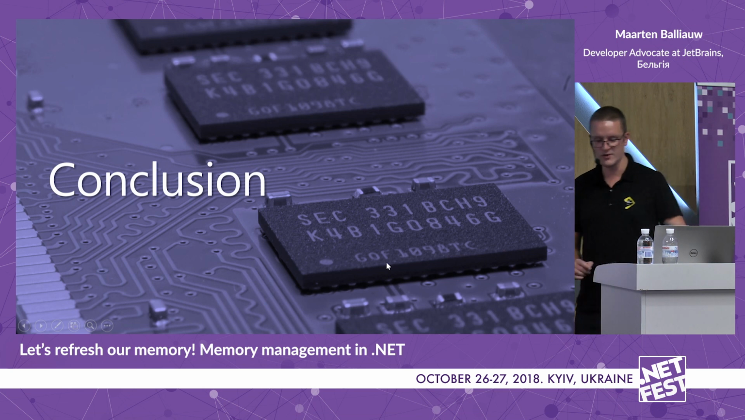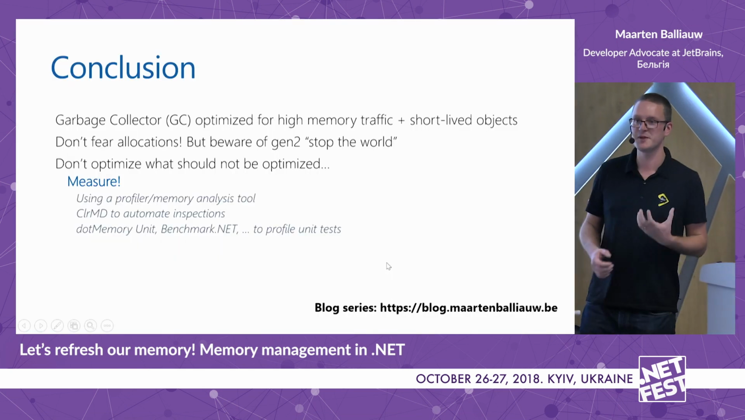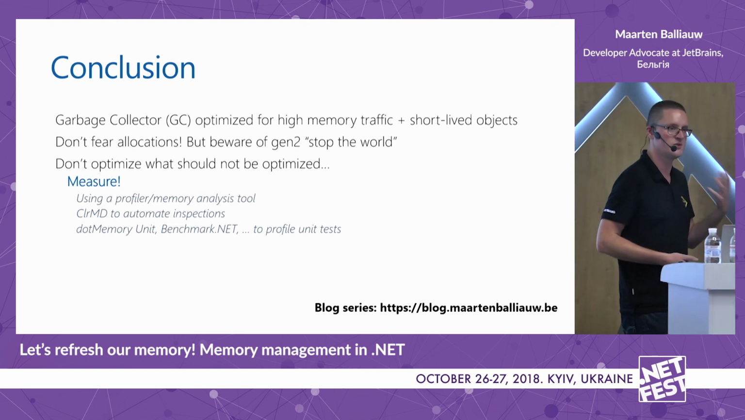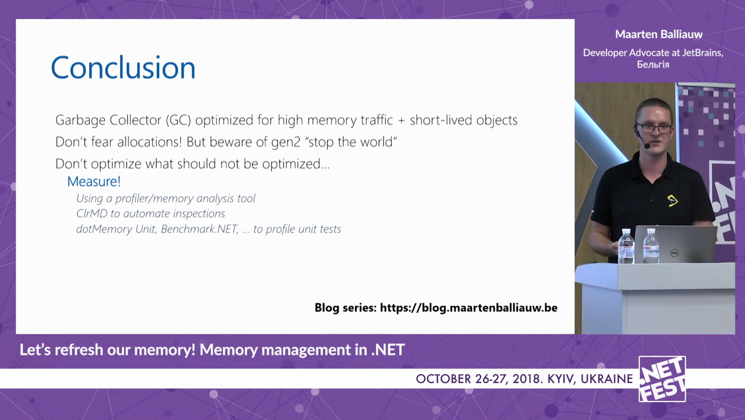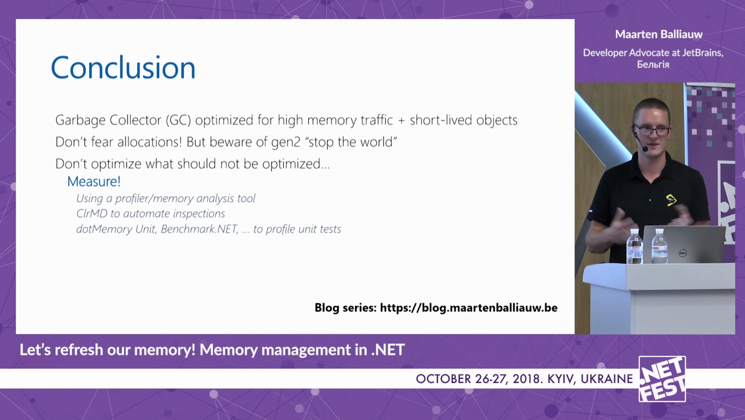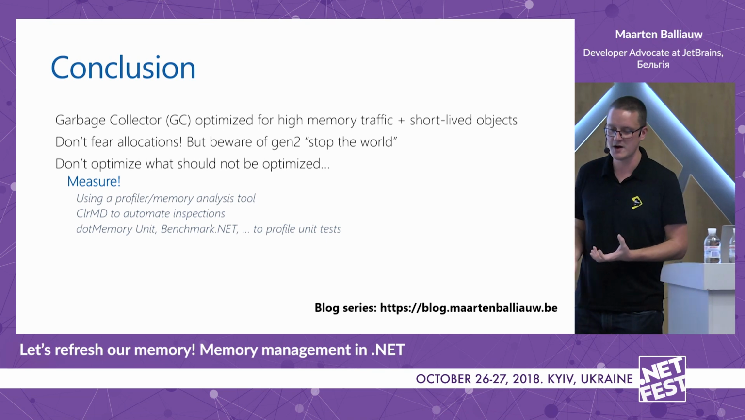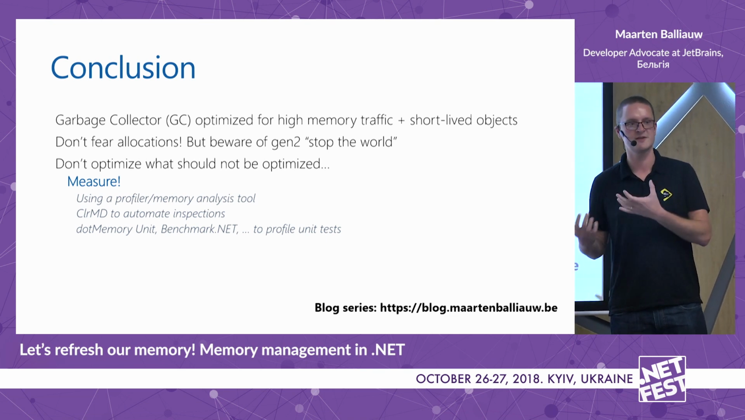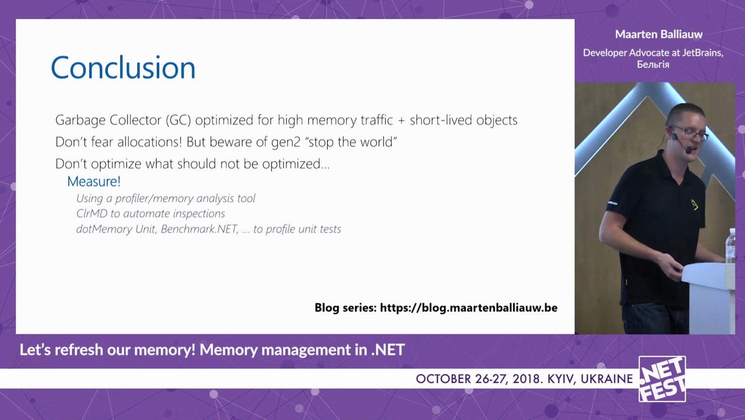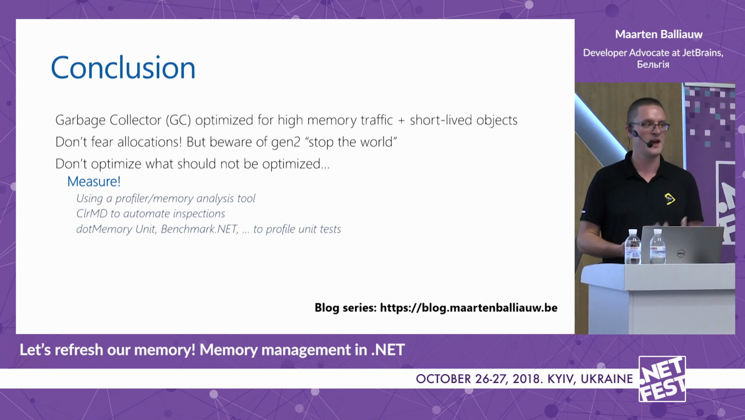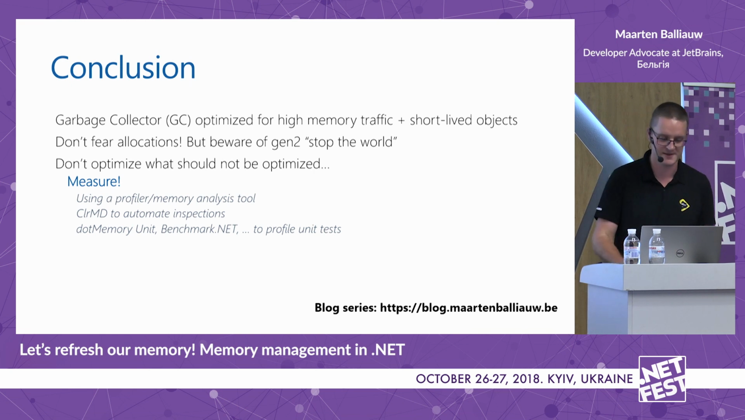So in conclusion, the garbage collector is optimized for high memory traffic and short-lived objects, so use that knowledge, use the garbage collector, don't fear allocations because I told you to fear them. It's perfectly fine very often. But if you suspect something is wrong, or you see Gen 2 pauses or things like that, then you could start analyzing, measuring using a profiler, using things like ClrMD and so on, and look into how you could optimize your code, but don't prematurely optimize.